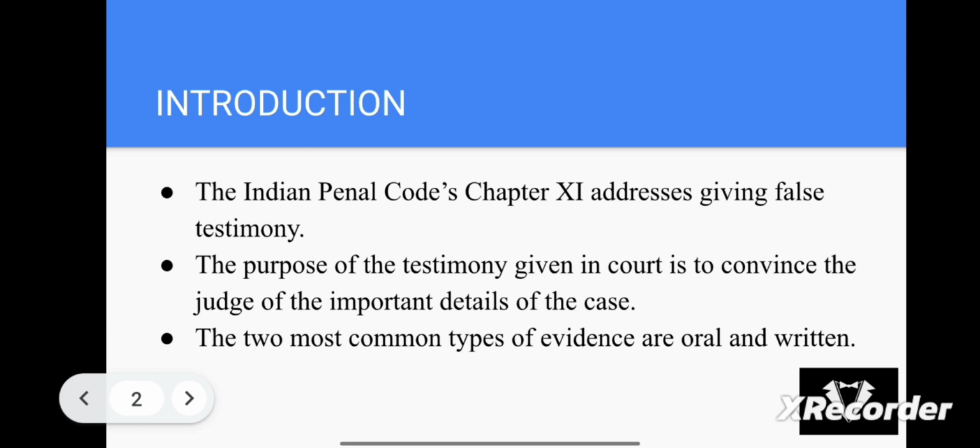The Indian Penal Code's Chapter 11 addresses giving false testimony. The purpose of the testimony given in court is to convince the judge of the important details of the case. The two most common types of evidence are oral and written. It is vital to include the offence of using false evidence in the IPC, since the evidence produced in court will determine the outcome of the entire case.